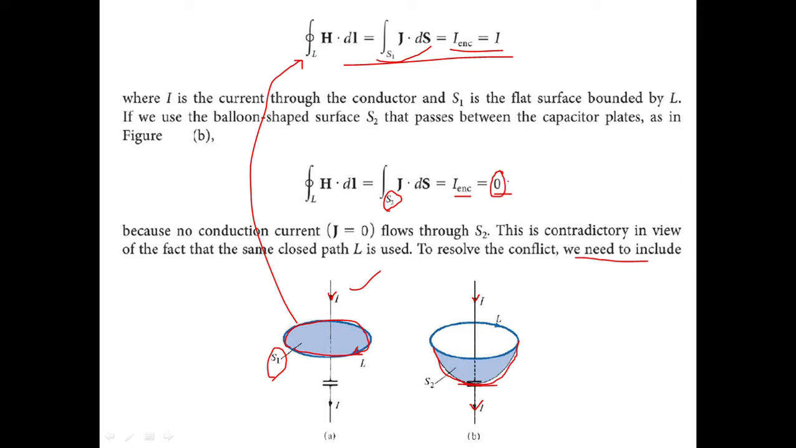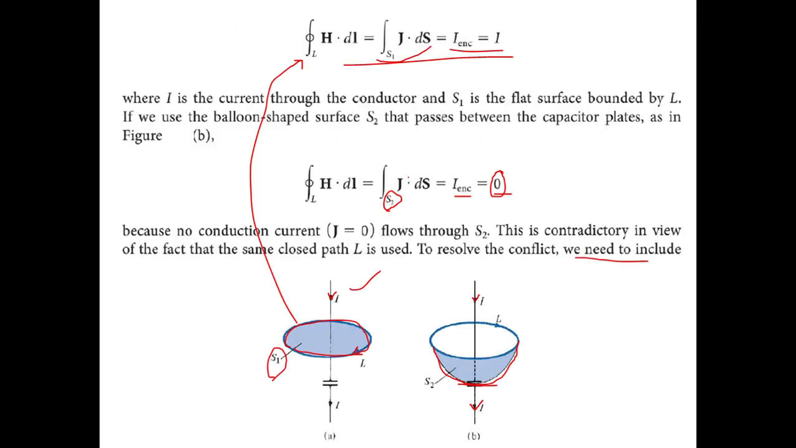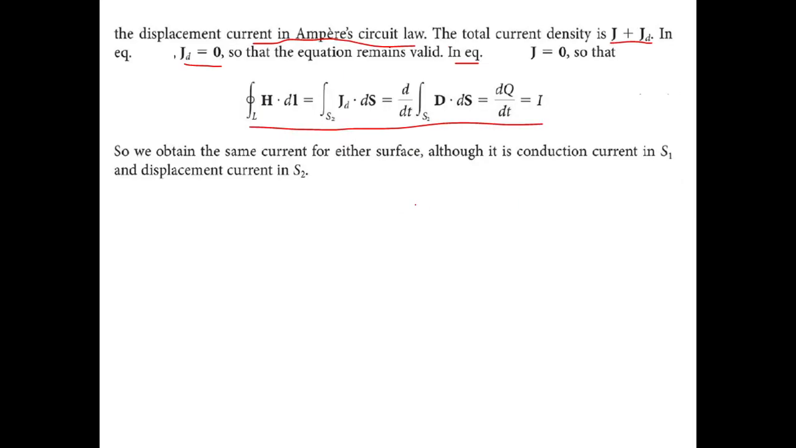So here we have to include the term JD. If we include that term JD, what happens? This is for S2. Now the closed integral of H dot dl is equal to the integral over S2, and here J was 0, right? But J cannot be 0, because here the current is flowing. The same current is flowing here. So this current density will be replaced by JD. So the integral of JD dot dS is equal to the integral of d/dt of D dot dS. How did we get this equation? What was JD?